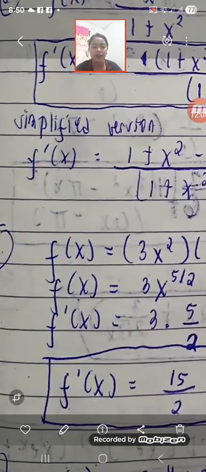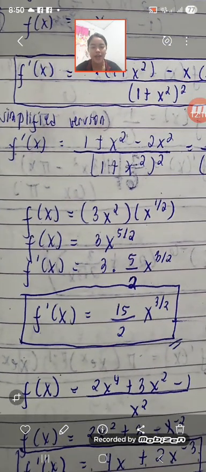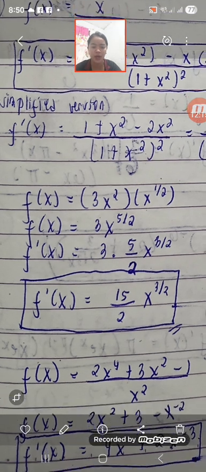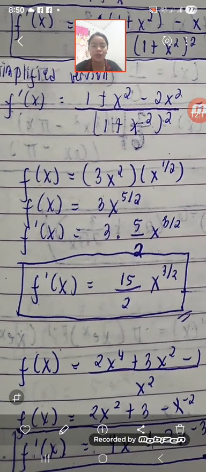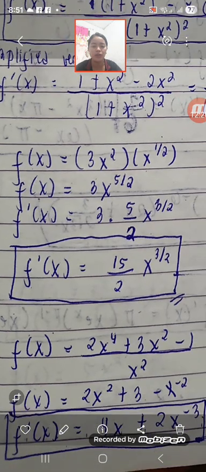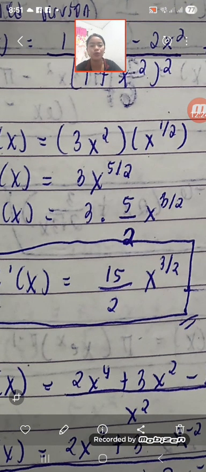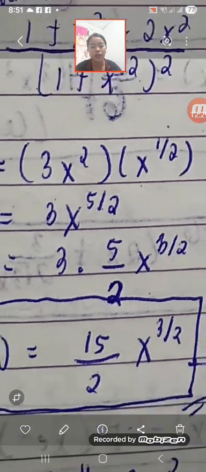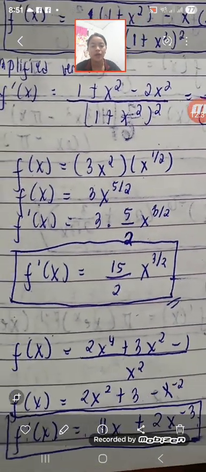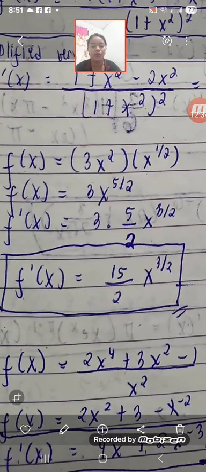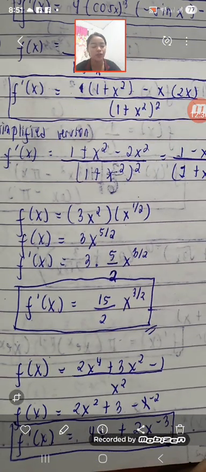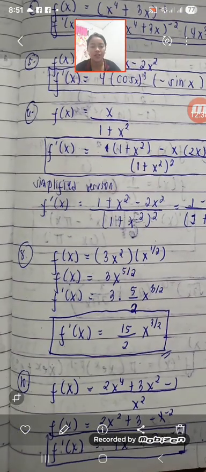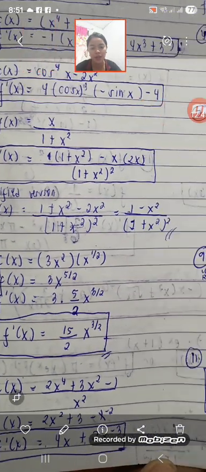So this is the simplified version of our given. We have here 3x^(5/2). The derivative of this one, we just need to bring down the 5 over 2. That's why we come up with 3 times 5/2 x^(3/2). Why 3 over 2? Because again, we need to subtract 1 from the exponent according to the power rule. That's why our final answer now is (15/2)x^(3/2). So that is our final answer for item number 8.